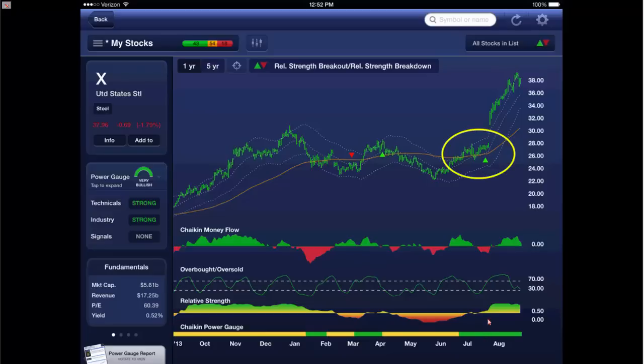And now the stock's outperforming, and it'll pull back at some point as it did in here, but the fundamentals are very strong for U.S. Steel, and it broke out, it keeps going. So this is a stock to keep watching and looking for buy signals.